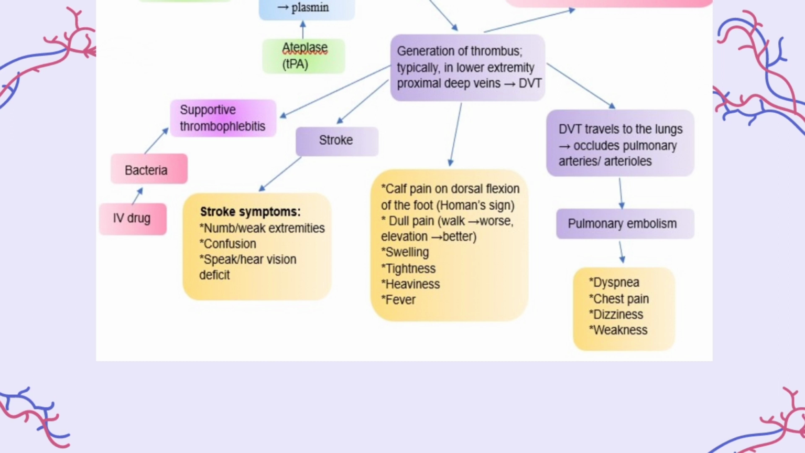The last complication of DVT is if it mixes with bacteria. So DVT plus bacteria equals septic thrombophlebitis. It's an infectious process with a predisposing risk factor of an indwelling catheter, like IV drug use.